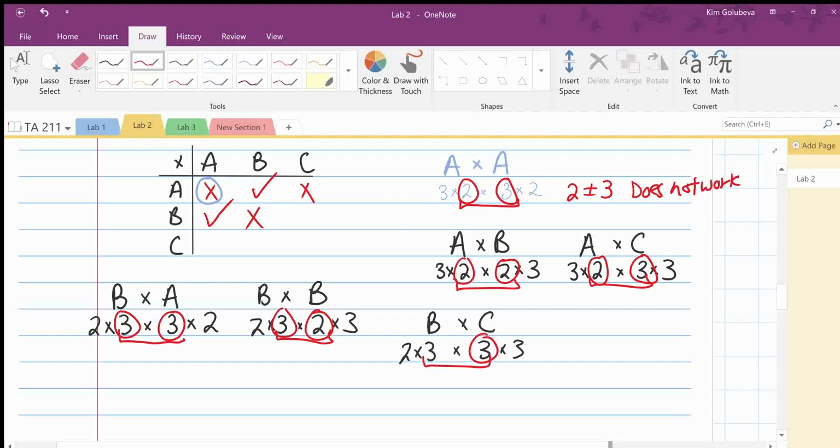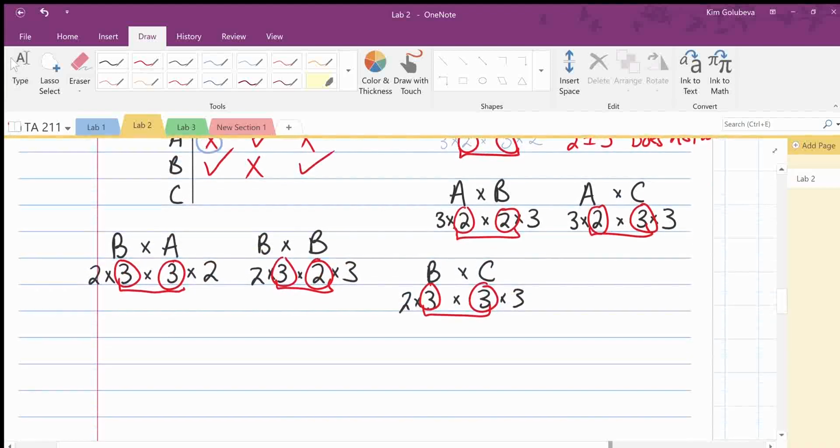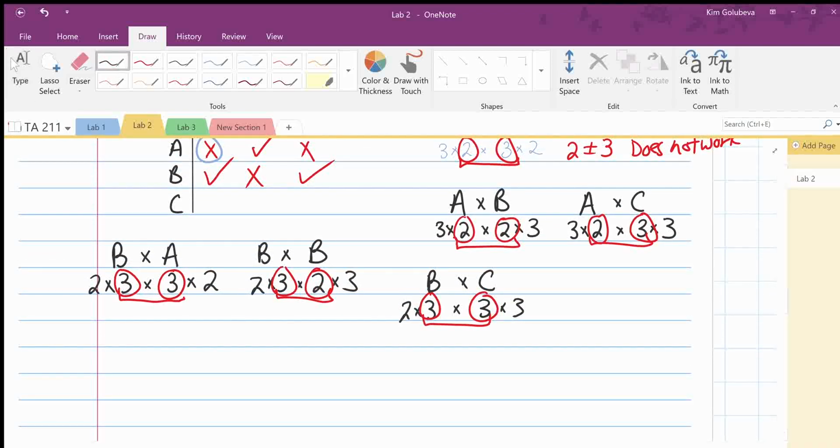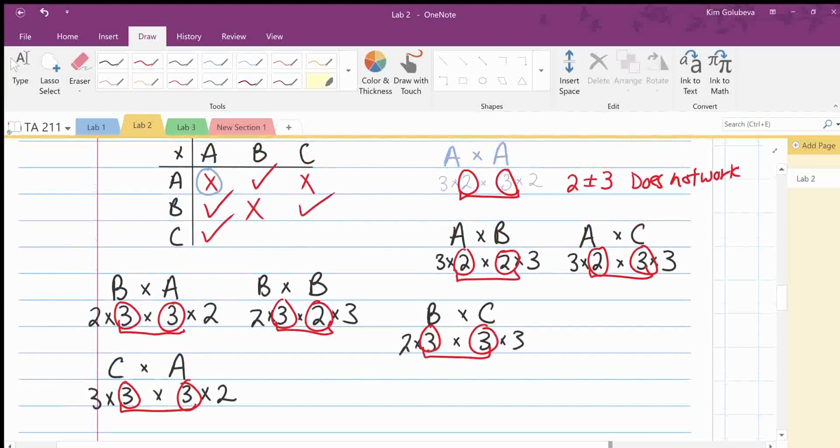Look at the inner dimensions, 3 by 3. So this one works. Okay, and last one, we'll go through all the C's. So C by A, we have 3 by 3 by 3 by 2. The inner dimensions here match, so this one is possible.